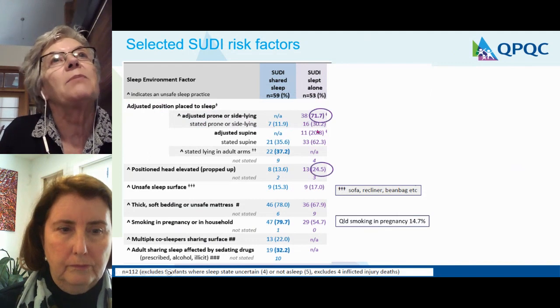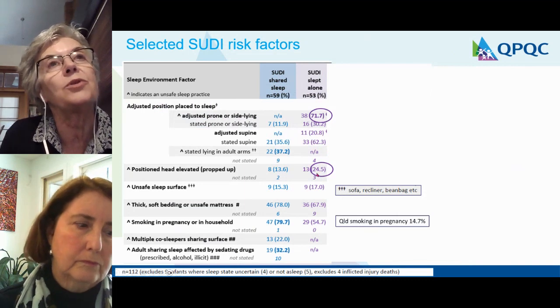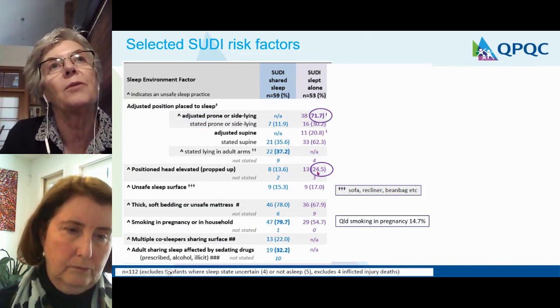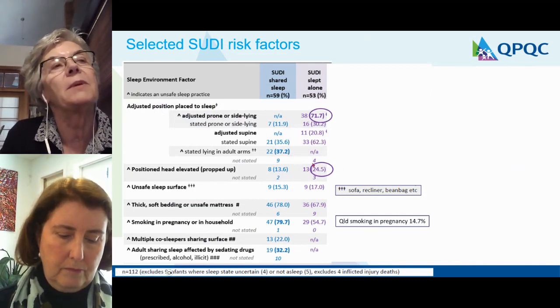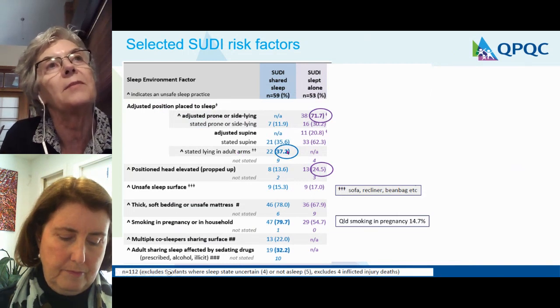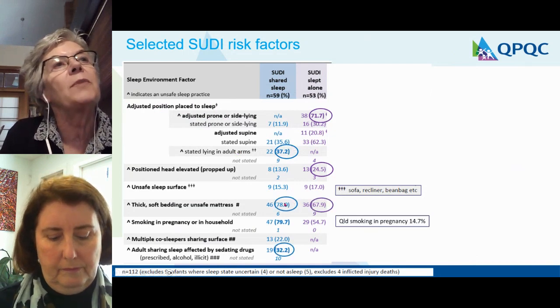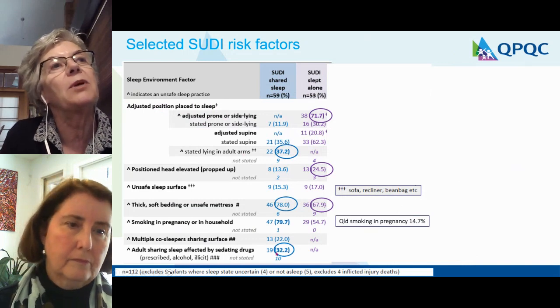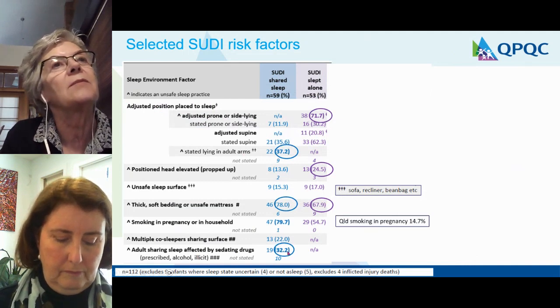So another unsafe sleep position for the SUID who slept alone was being positioned head up or propped or on an incline, with nearly a quarter of them in that position. And Diane mentioned further while we're so concerned about that as a sleeping position. Another unsafe position in the shared sleeping was the infant sleeping in the adult's arms and then the adult falling asleep. Thick soft bedding was a huge risk, over 2/3 in both categories, and sharing sleeping with adults affected by prescribed or illicit drugs or alcohol was another risk factor.